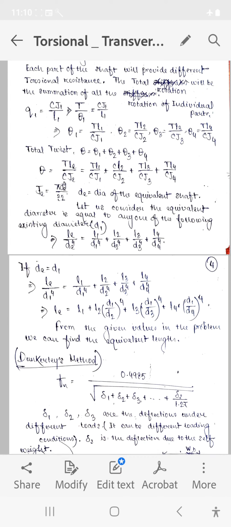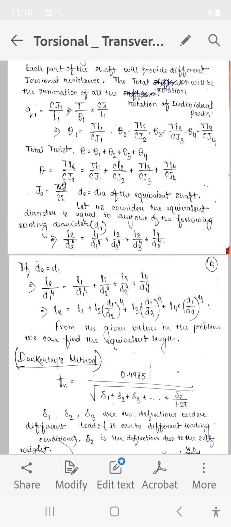After that, we have covered the Dunkerley method also, where this particular formula was derived. This is an approximate method where we find the frequency of a shaft under different loading conditions. Suppose the shaft is subjected to some point loads. In that case, the frequency will be 0.4985 by root under d1 delta 1 delta 2 delta 3 plus delta s by 1.27. Delta 1, delta 2, delta 3 are the deflections of the shaft due to these individual loadings, and delta s is the deflection due to its self load.